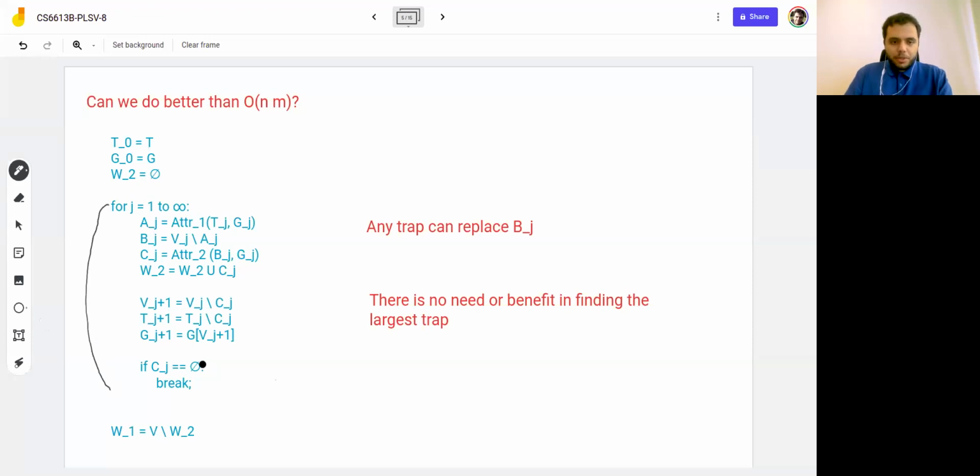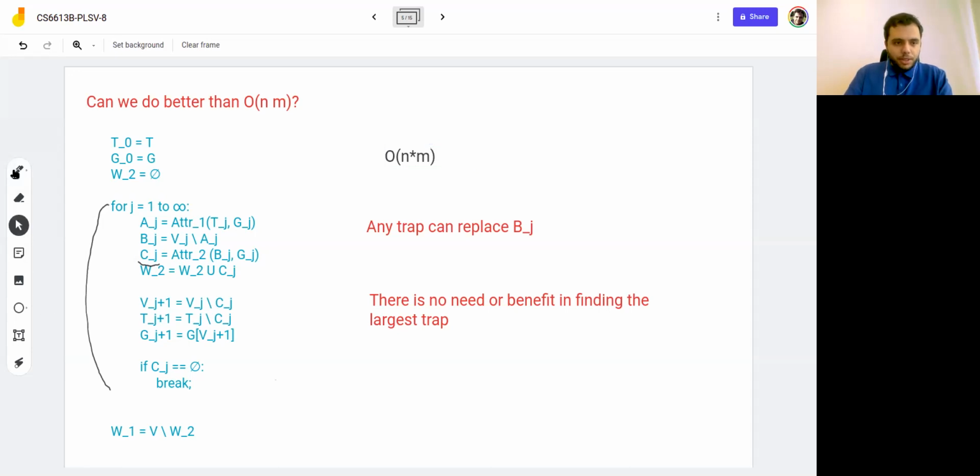And also, we said at every iteration, we are basically finding a set C_j of vertices in which player two has a winning strategy, right? And as soon as we cannot find any new vertices, we break. So the idea was that this whole for loop runs for at most n iterations, because there are at most n vertices in which player two can win and we can find here. And then every iteration runs in order m. So the overall runtime was order n times m.